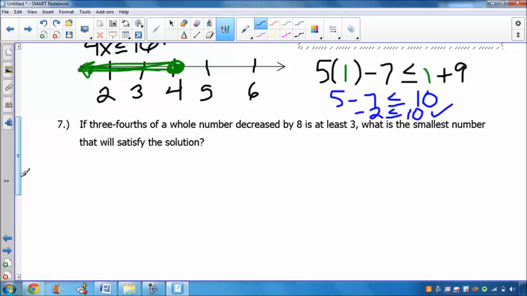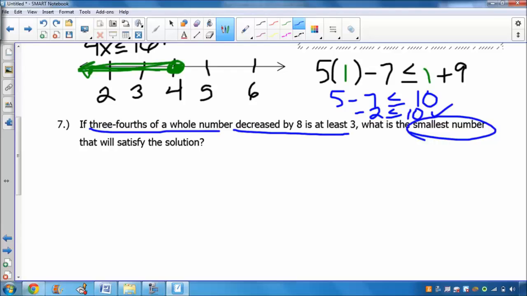Number 7, if 3/4 of a whole number decreased by 8 is at least 3, what is the smallest number that will satisfy the solution? Well, we've got a word problem. So remember, everything we learned about word problems applies. First of all, you're going to underline or highlight your key information, okay? So I'm going to underline 3/4 of a whole number decreased by 8 is at least 3. Okay, and I want to figure out what is the smallest number that will satisfy the solution.